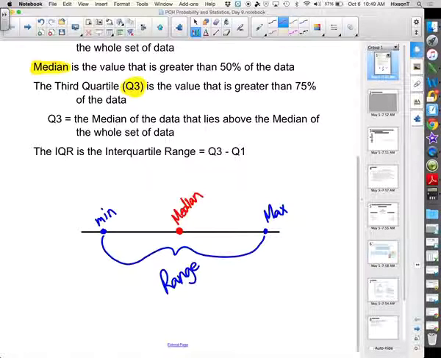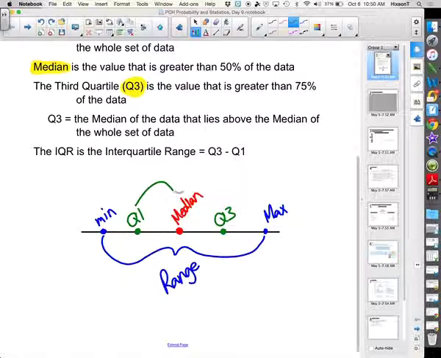Then we look below the median. Below the median at all of this data, and we find the median of all of that. Okay? And that is our first quartile, Q1. Then we look at all of the data that is on the right-hand side of our median or above the median, and we find the median of that data, and that's Q3.